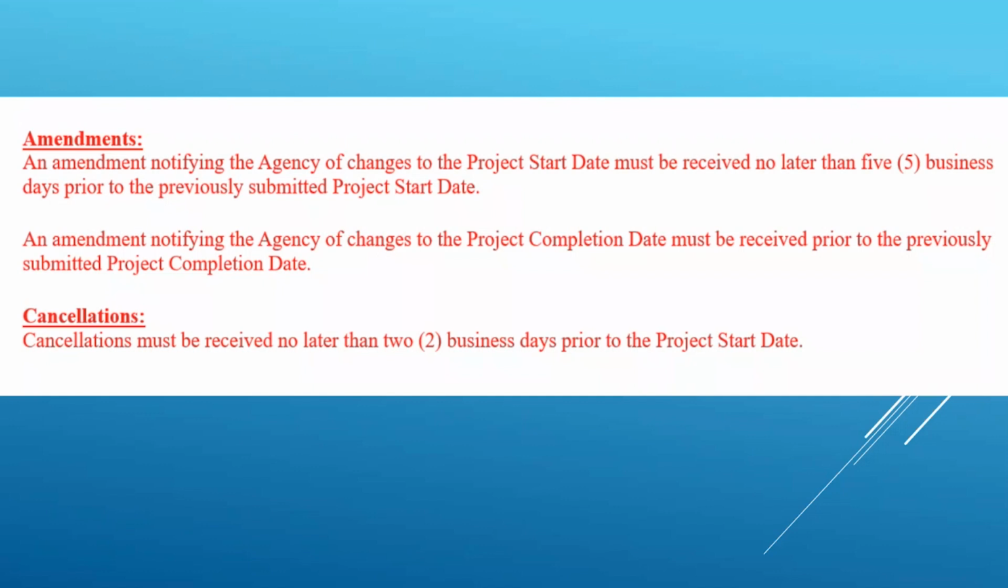An amendment notifying the agency of changes to the project start date must be received no later than 5 business days prior to the previously submitted project start date. An amendment notifying the agency of changes to the project completion date must be received prior to the previously submitted project complete date. Cancellations must be received no later than 2 business days prior to the project start date.